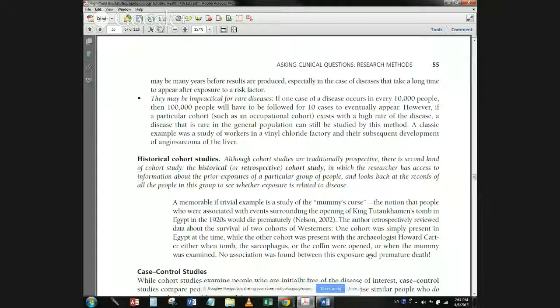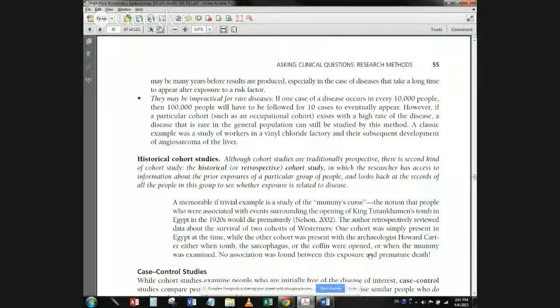Done in Nelson 2002, the author retrospectively reviewed data about the survival of two cohorts of Westerners. One cohort was simply present in Egypt at that time, while the other cohort was present with the archaeologist Howard Carter, either when the tomb, the sarcophagus, or the coffin were opened, or when the mummy was examined. No association was found between this exposure and premature death.